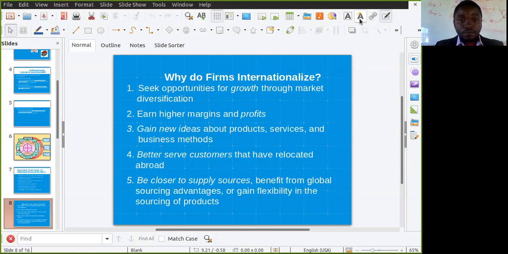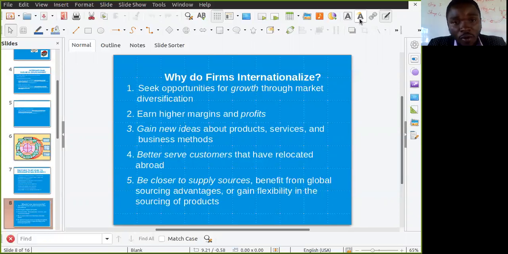Point number 4, why firms internationalize. Better serve customers that have relocated abroad. This will always ensure that a firm does not lose its market, it does not lose its customers. This is because it will be able to provide the same services to those people who have relocated, the same products that it provided before, it will be able to provide to them at their doorstep.